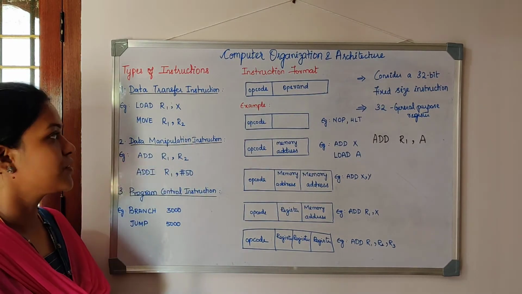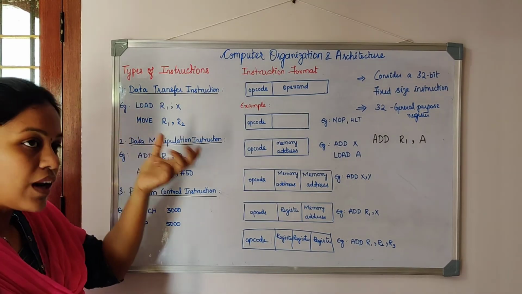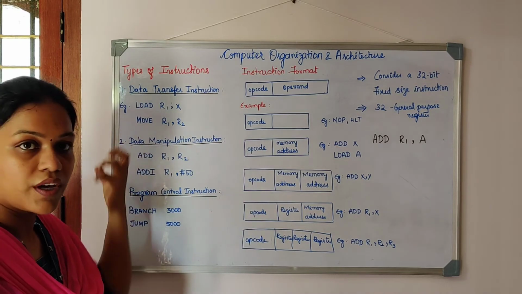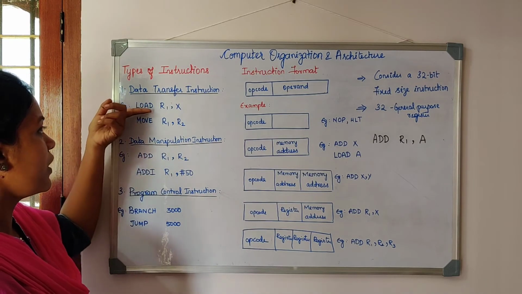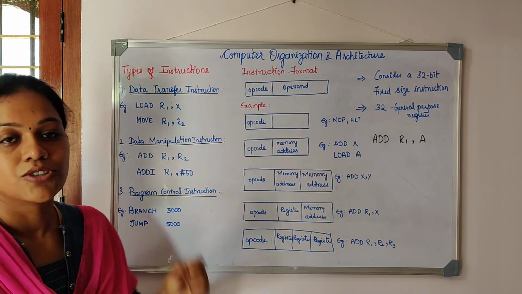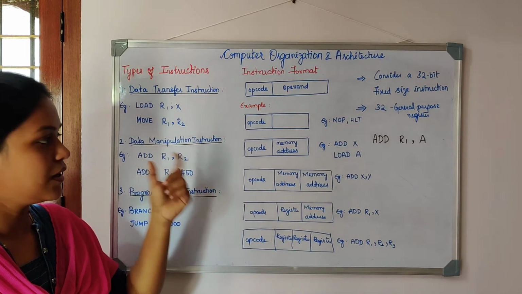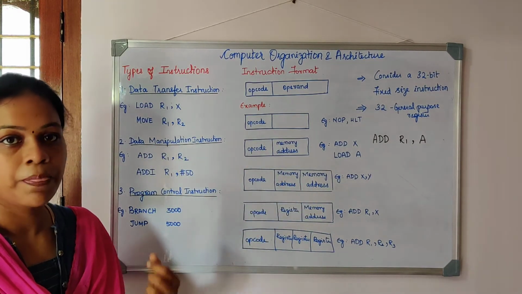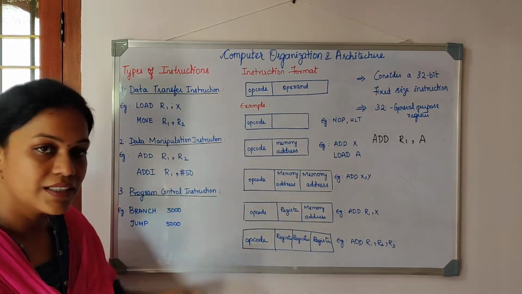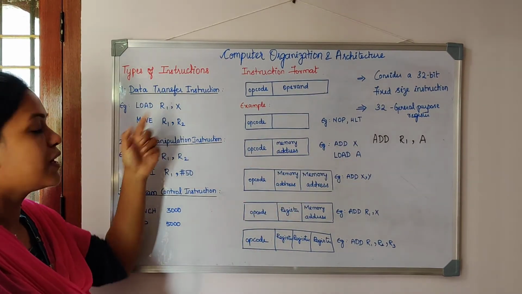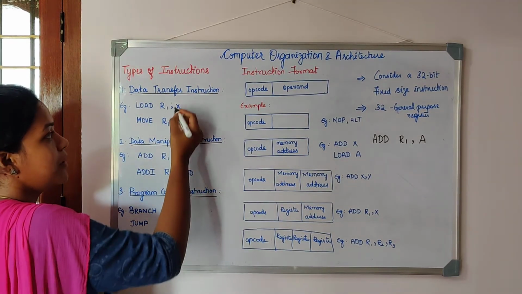Data transfer instruction. As the name indicates, you're going to transfer data from one location to another. Take the first example: load R1, X. X is the address of a location in main memory. We go to that location, bring the data in the address X, and load it to the register R1, which is present inside the processor.